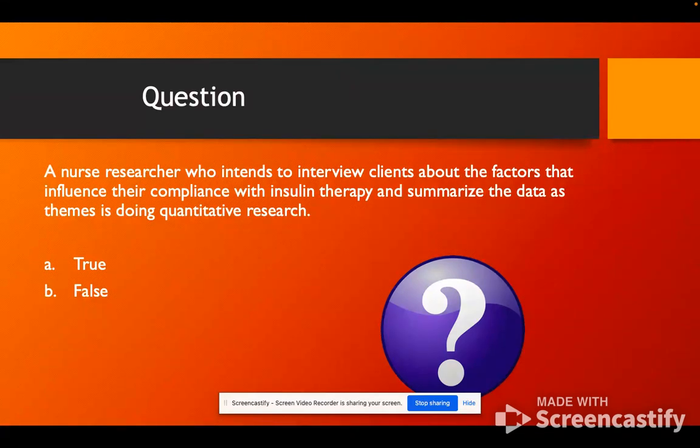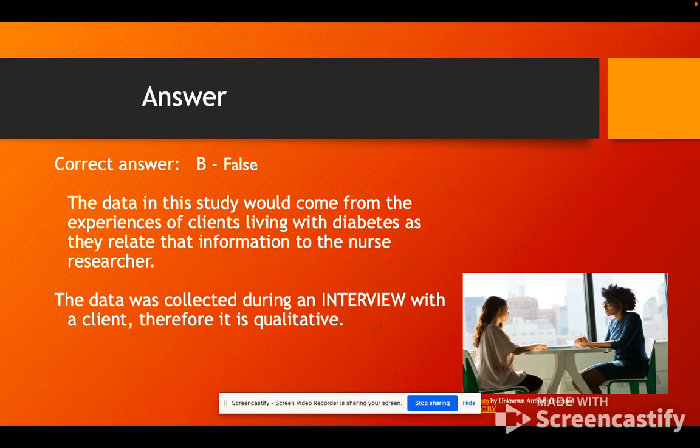So a nurse researcher who intends to interview clients about the factors that influence their compliance with insulin therapy and summarize the data as themes is doing quantitative research. That one's going to be false. Data in the study would come from experiences of clients living with diabetes as they can relate to information to the nurse researcher. The data was collected during an interview with a client, therefore it's qualitative. If we were thinking numbers, that would be quantitative.